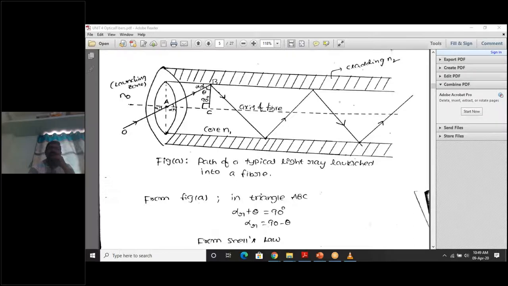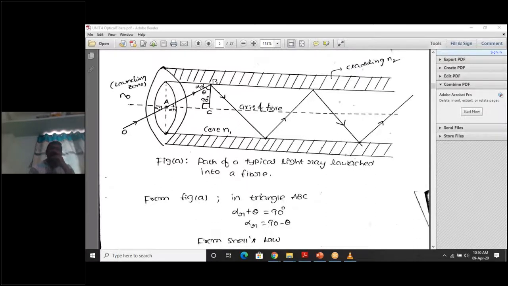When this light ray touches point B, what is point B? The core cladding boundary, or this is also called the core cladding interface. At this core cladding boundary, it is making an angle of incidence theta. Now, alpha R is the angle of refraction. It is a refracted light ray, which is refracted from A to B.